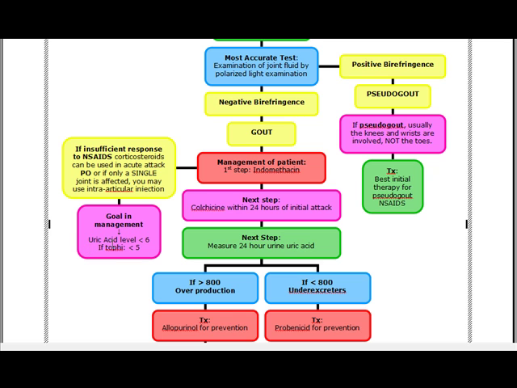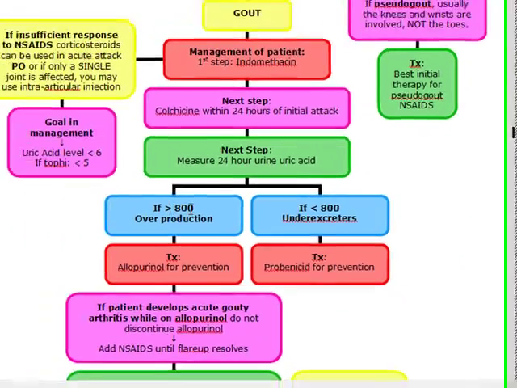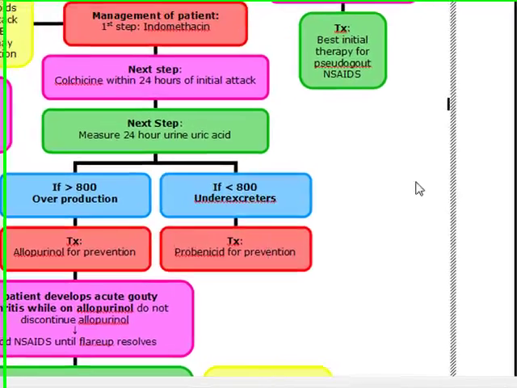And we want to get a uric acid level less than 6. And if there's tophi present on X-ray, which are these punched out lesions, we want to have a level less than 5. Our goal in management is going to be less than 5 if there's tophi present. After that, our next step is to measure 24-hour urine uric acid. If it's over 800, overproduction, we're going to give allopurinol. If it's under 800, it's an under-excretor, and we're going to give probenecid.